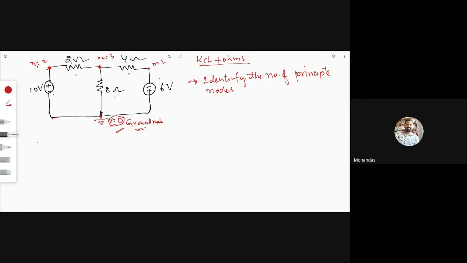I already gave the discussion about the simple node. What do you mean by a simple node? The number of branches incident at a particular node equal to 2, that will be considered as a simple node. Tell me, what is the type of this node? Is it a simple node or a principal node?